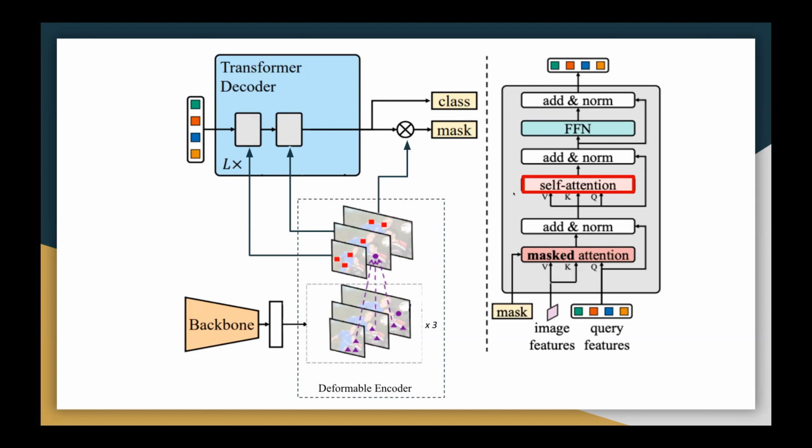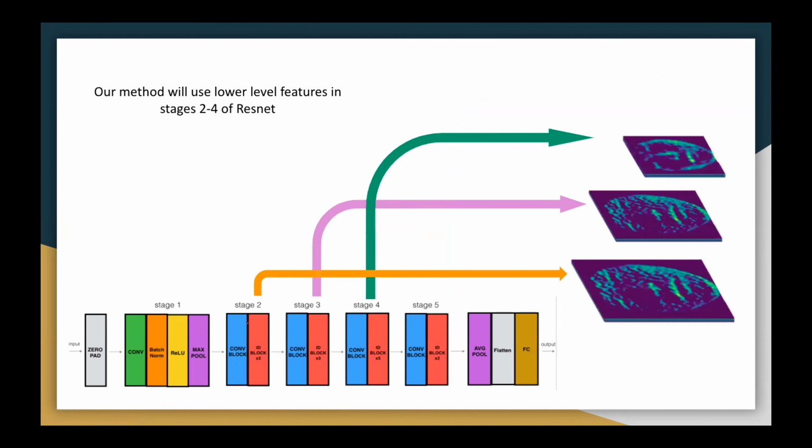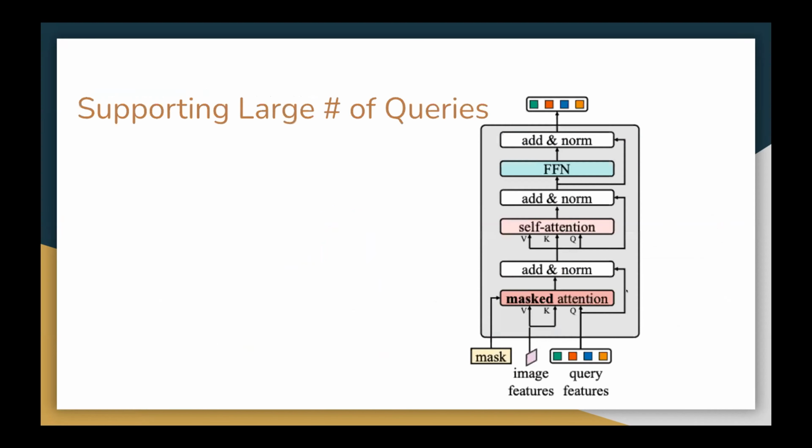Due to the high number of cells per image, we need a high number of queries, which could result in bad runtime. So we made some modifications to self-attention. And lastly, due to the low resolution of our cells, we're changing what features we're extracting from the backbone. Typically they use stages 3 through 5. We're changing it to stages 2 through 4, which gives us higher resolution features.